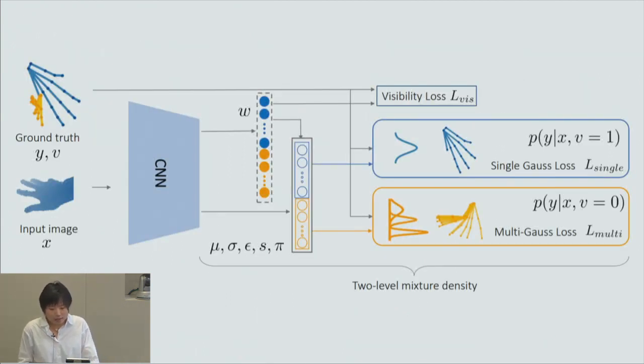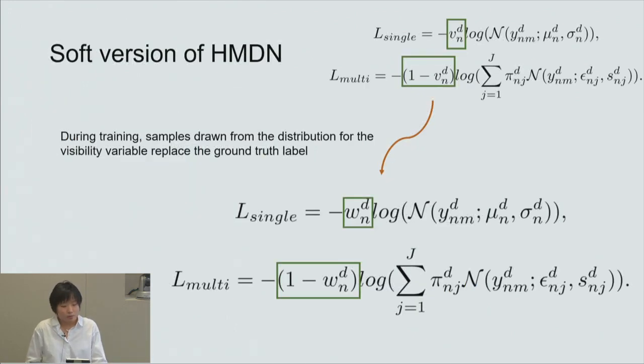So during testing, when an image X is fed into the network, the prediction for one joint is diverted to different branches depending on the prediction of the visibility W. If W is larger than 0.5, the prediction or the sampling for the visible joints is in the first branch, the single Gaussian. Otherwise, it's in the second branch. But the problem is that when the prediction for the visibility is wrong, the sample or the prediction for the joints will be wrong because we go into the wrong branch.